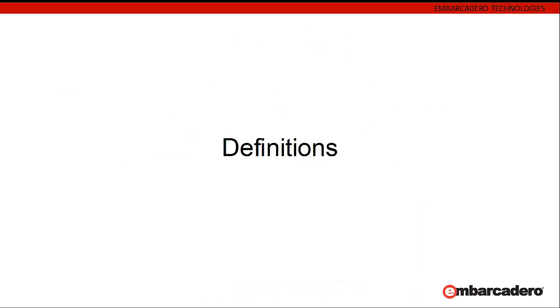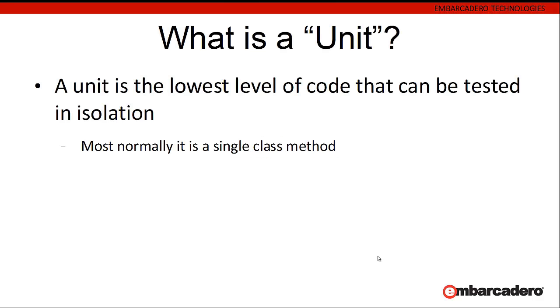Okay, so we've been talking about unit testing and what its benefits are and why you should do it. But let's look a little more deeply at some of the definitions that are involved. The most obvious question to ask at this point is, what is a unit? Well, a unit is the lowest level of code that can be tested in isolation. And normally, this is a single class method. We'll use this definition, that is that of a single class method, throughout our demonstrations and the conversations that we'll have today. In addition, we'll be discussing what it means to test a class method in isolation.